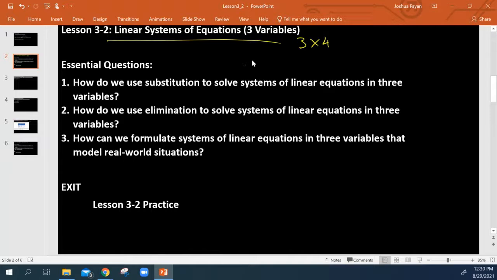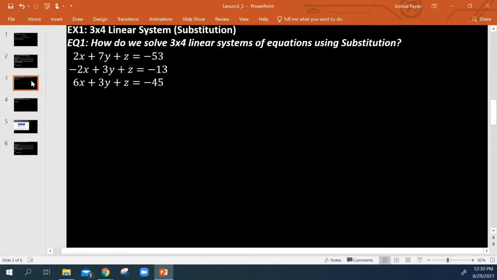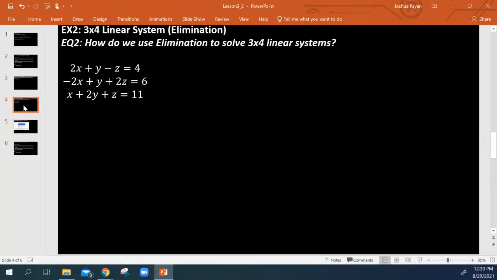So how do we use, and these look familiar, how do we use substitution and elimination to solve 3x4 linear systems? And EQ3, of course, how can we formulate linear systems from real situations? So here's our first example. And I'm really just going to do these 2 examples to answer EQs 1 and 2. One example to show how to use substitution, which is so brutal on 3x4s. And one example on how to use elimination on 3x4s, which is a lot less horrible.